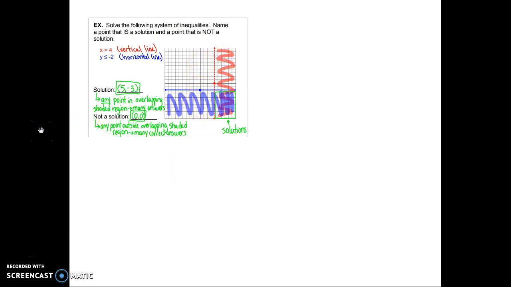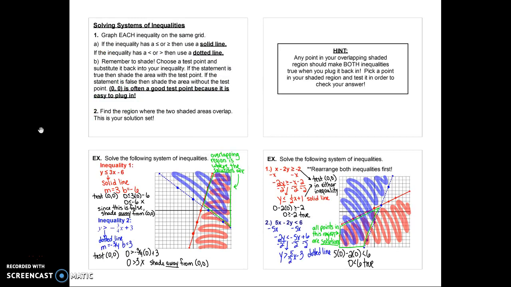All right, again, this is concept number 4, which is systems of inequalities. Okay, again, same thing as the previous pretest before that. It's just putting 2 of them on the same coordinate plane.